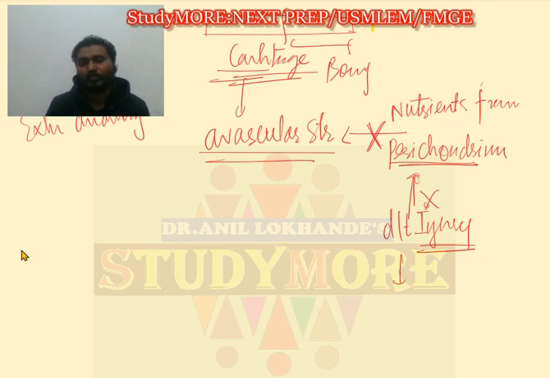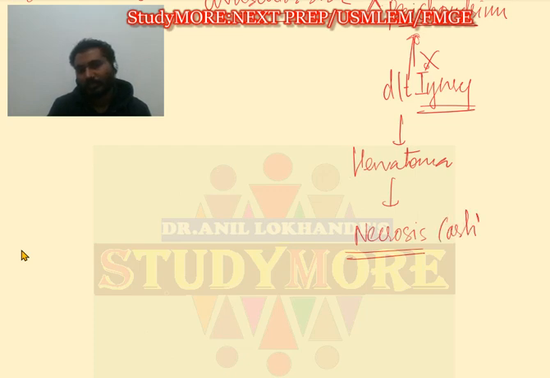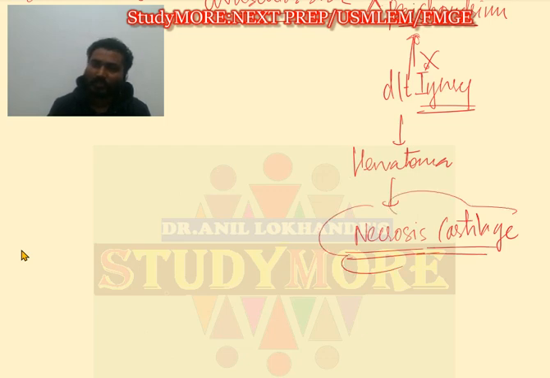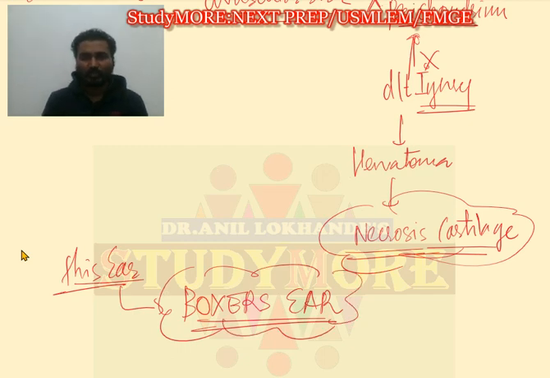there is an accumulation of blood, which we can call a hematoma. And this hematoma causes necrosis of this cartilage, and this necrosed ear is called boxer's ear. Understood, guys? So this is what boxer's ear is.